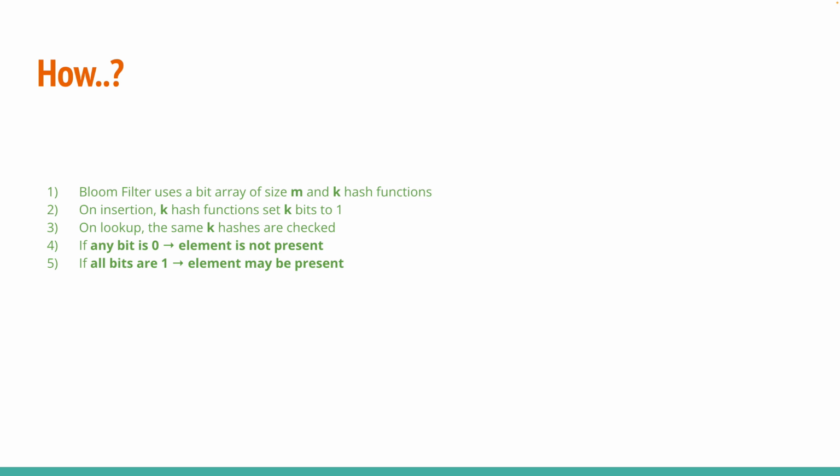So that's how it works. It uses a combination of a bit array and hash functions, and it computes the hash indexes and sets those indexes to 1, and during lookup time checks those indexes to determine whether the corresponding element has already been seen or not.